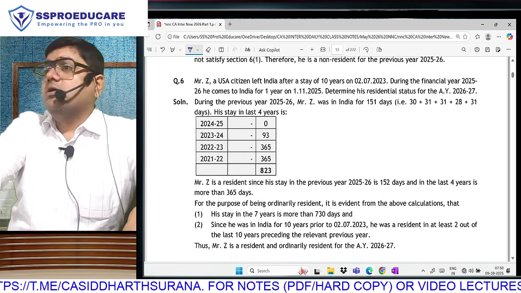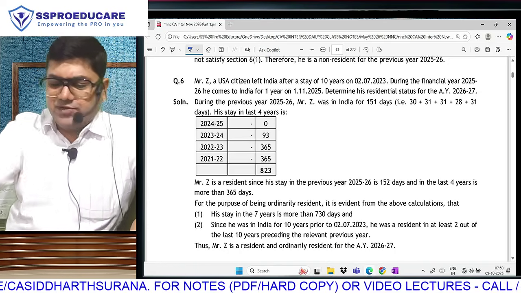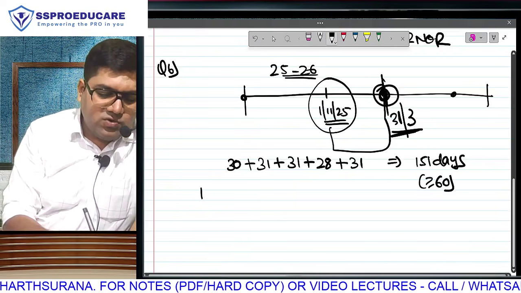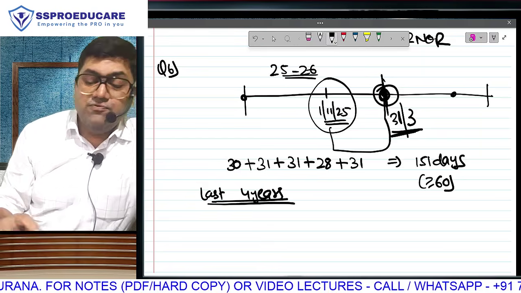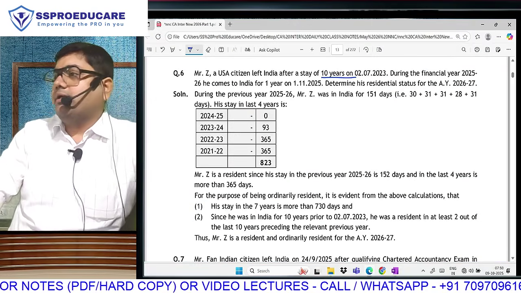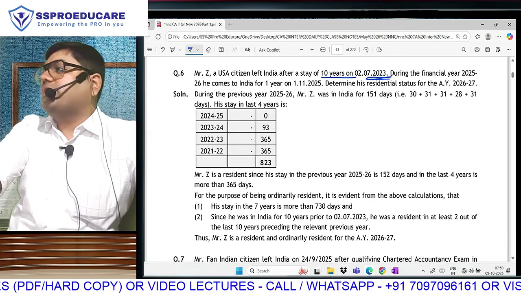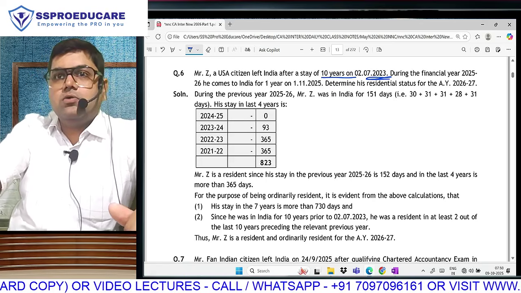Applicable. Why? He is a US citizen, so he will not fall in the exception. Applicable. So now we have checked the current year's stay, which is 60 days or more. We will have to go and check the last 4 years. You will have to carefully observe when he left India. He was in India for a period of 10 years and he left India on 2nd July 2023, which is the previous year 23-24. Correct or no?